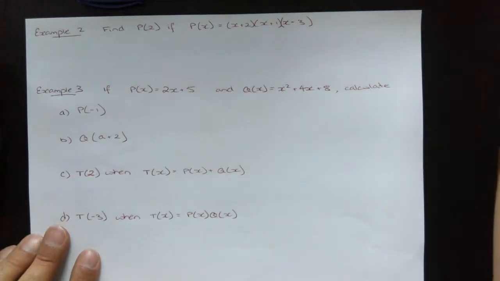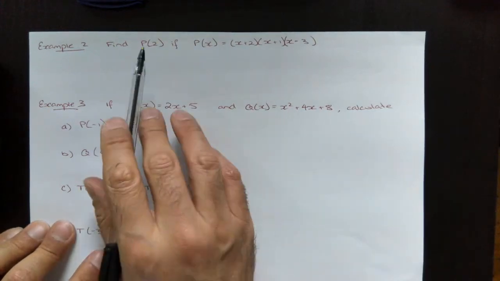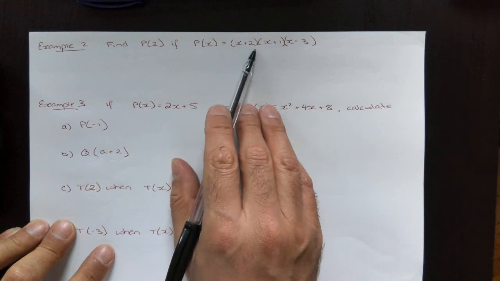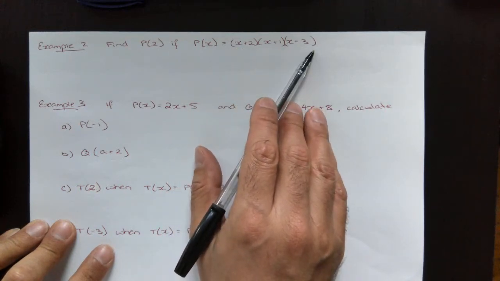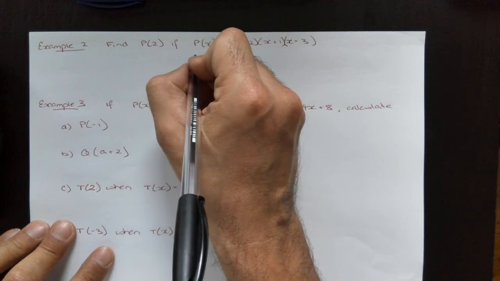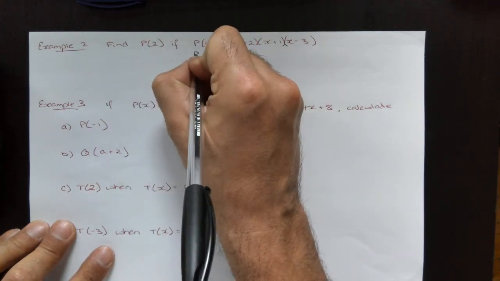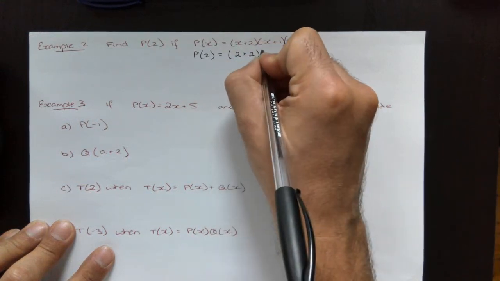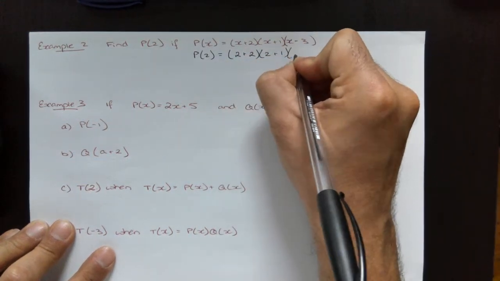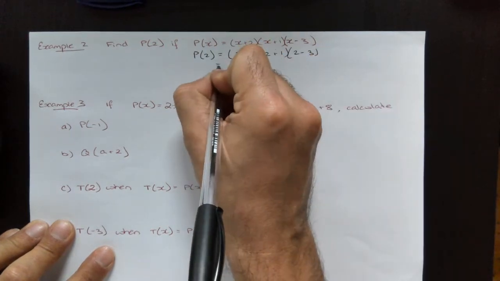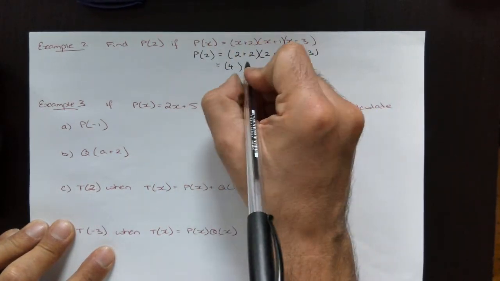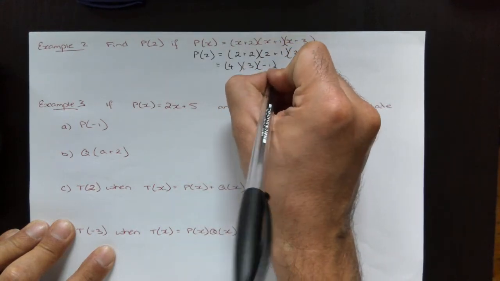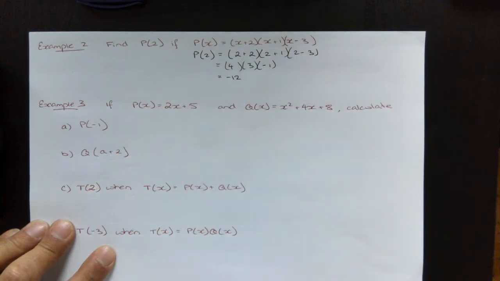Alright. Here we have an example saying we want to find P of 2 if P of x equals x plus 2, x plus 1, x minus 3. So when we get this question, we're asking what the polynomial will equal when we plug in 2 for x. So 2 plus 2 is 4, 2 plus 1 is 3, and 2 minus 3 is negative 1, so we get negative 12.